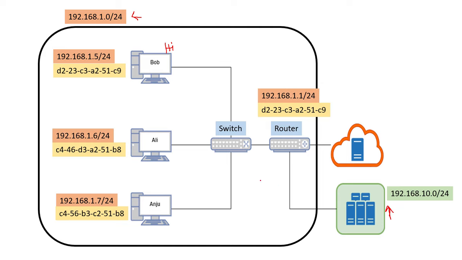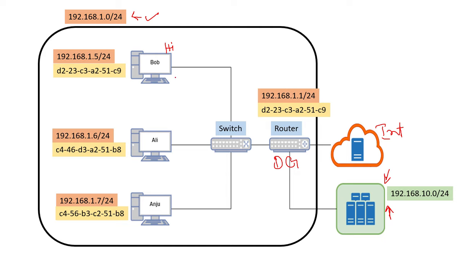And to send this message, Bob has to send the ARP request to the router. The router is a default gateway. I will make a video on the default gateway, and we will see how the default gateway works. But for now, you must understand that the router is the one which is connecting this network, which is the 1.0 network, with the external network. Here, this is our internet, and this one is another network.